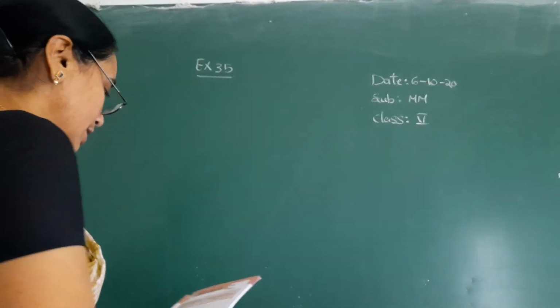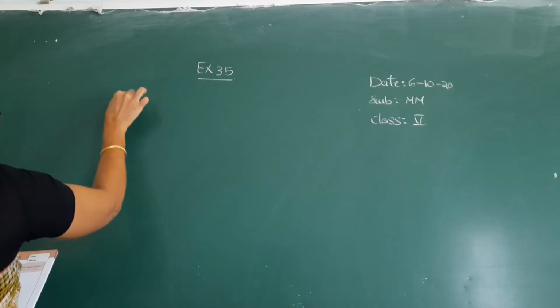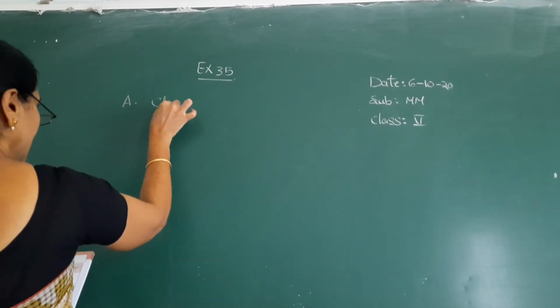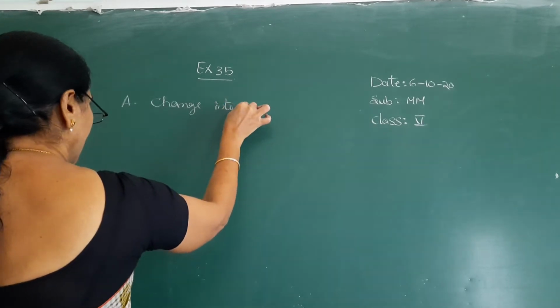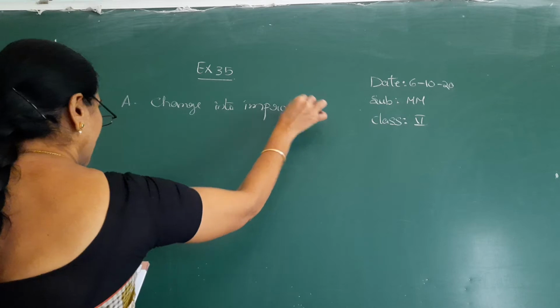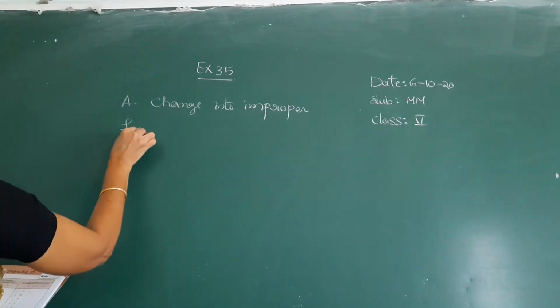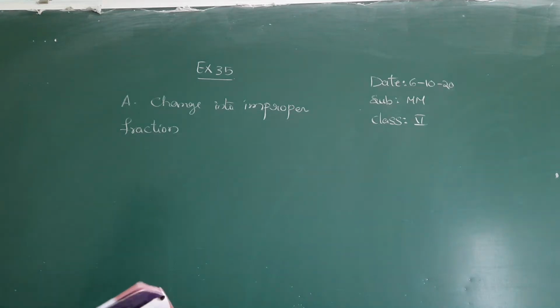Morning children. Today I am going to explain exercise 25. See the first Roman. Change into improper fractions. Here they are asking to change the given fractions into improper fractions.